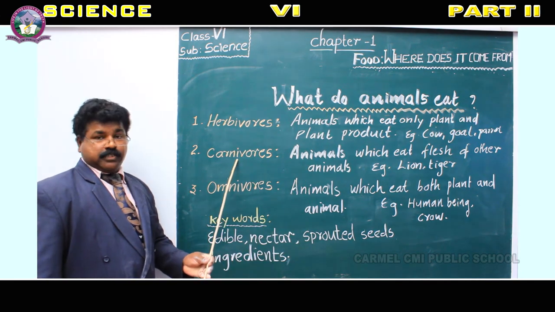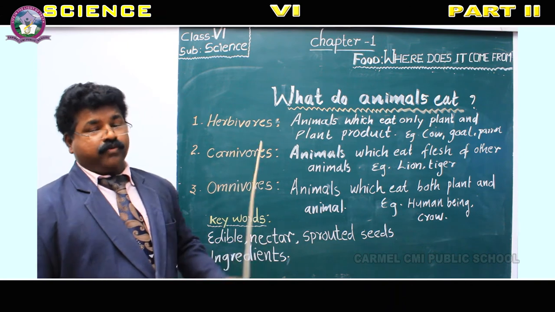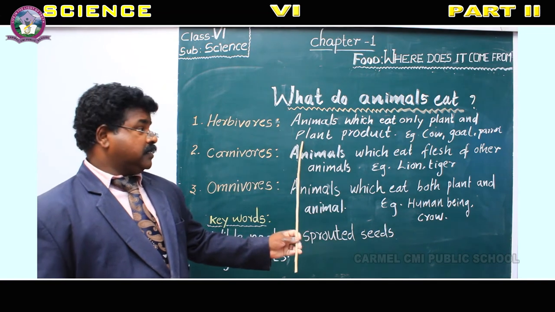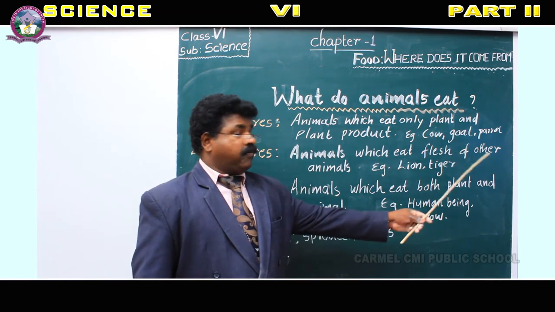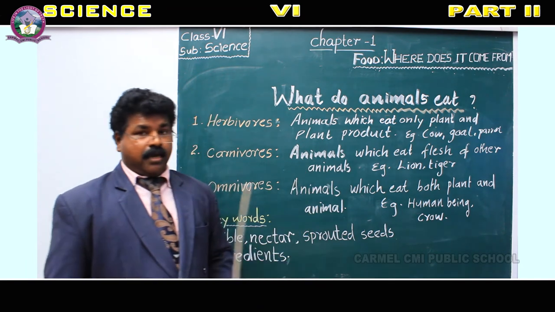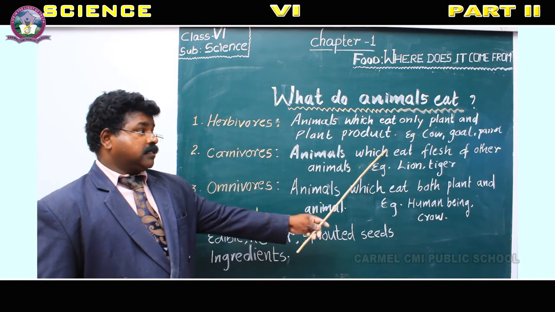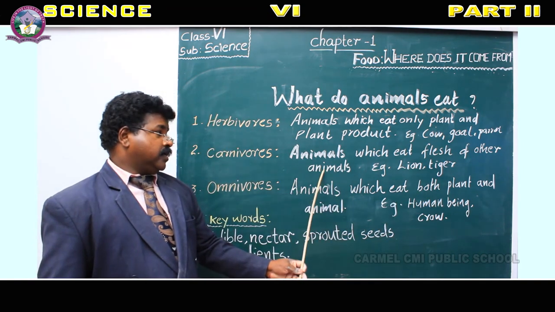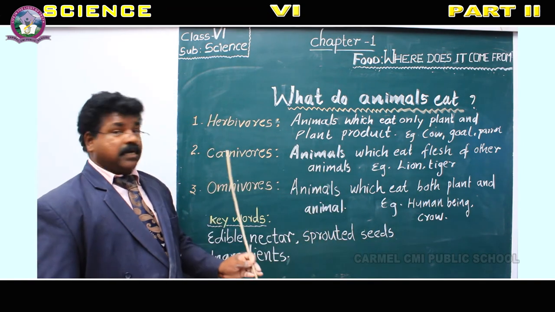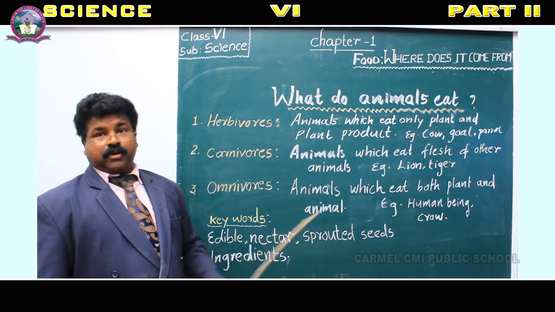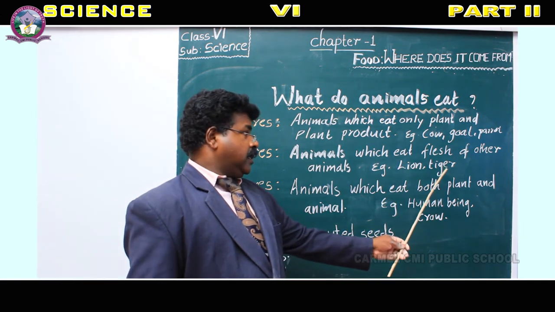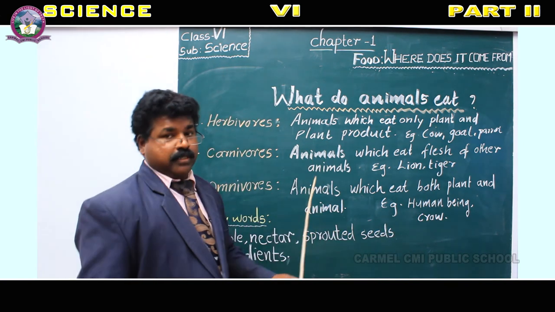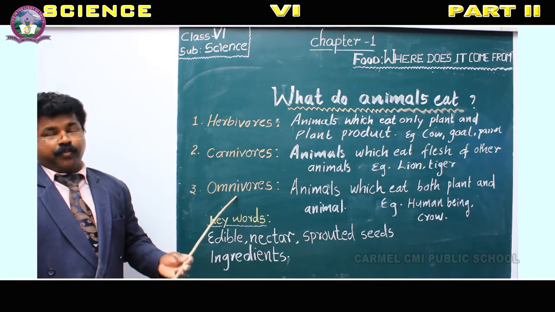Then we can see the next one, that is carnivores. What are carnivores? Carnivores are the animals which eat flesh of other animals. Animals which eat flesh of other animals are called carnivorous animals, or they are also known as carnivores. Examples for carnivores: lion, tiger, etc.